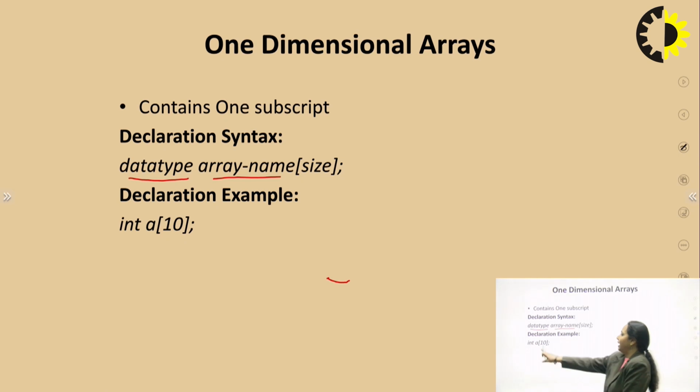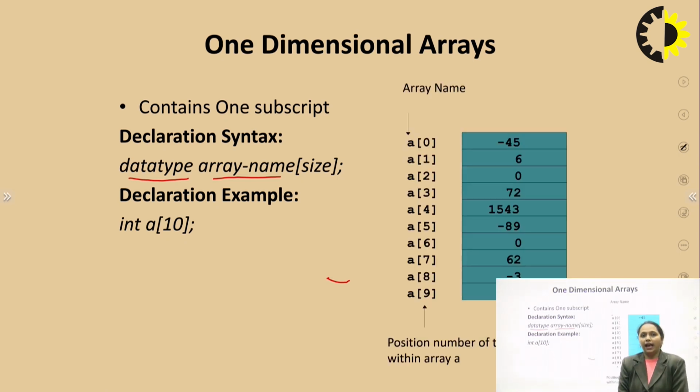For example, int A[10]. This is a one-dimensional array. How is this going to be represented within the memory? Like this. For example, I have taken an array A, and these are the different values which are being stored in the array. Whatever we are writing within the square brackets is the position of the element, or the index values on the basis of which we are going to identify the different values.